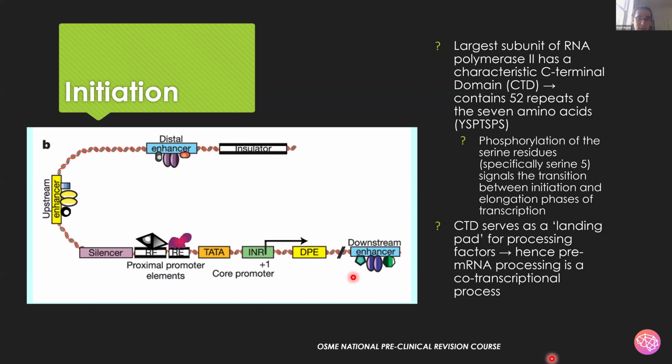What I would also add is that we'll talk about pre-mRNA processing in a second, but the C-terminal domain of the RNA polymerase is the landing pad for the processing factors, and this is what allows pre-mRNA processing to be a co-transcriptional process.